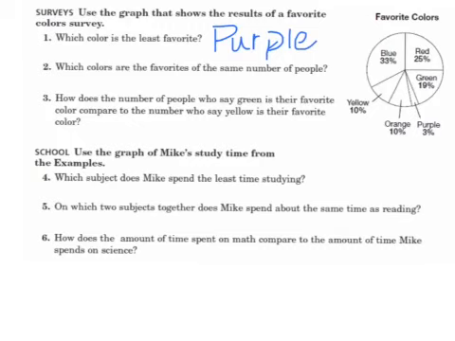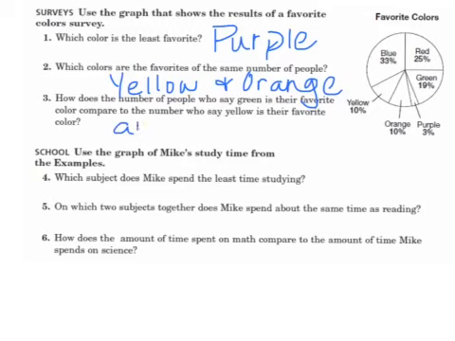Number 2, which colors are the favorite of the same number of people? Here we're looking for the pie pieces that have the same size. That would be our yellow and our orange. They both have 10%. Number 3, how does the number of people who say green is their favorite color compare to the number who say yellow? So we're looking at green and yellow. Yellow has 10%, green has 19%, so we would say about twice as many prefer the green.